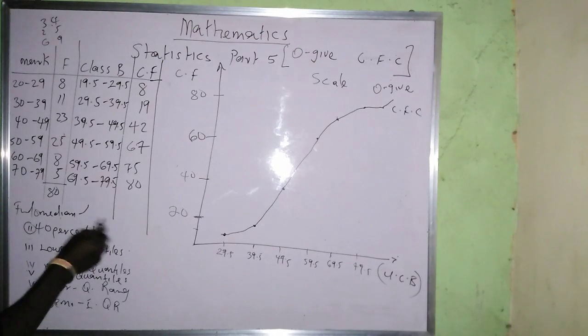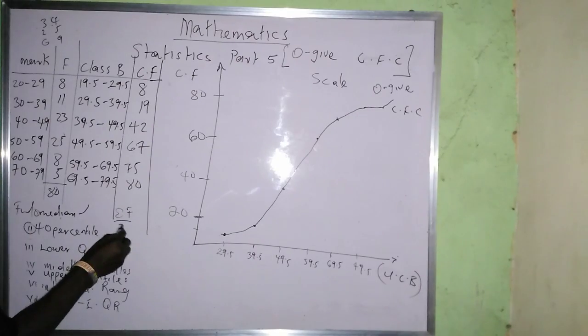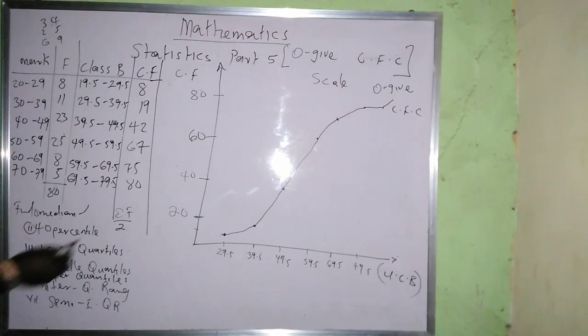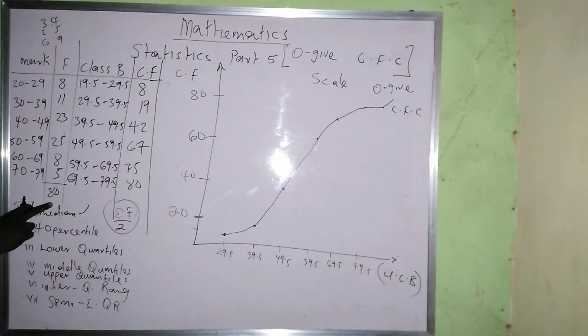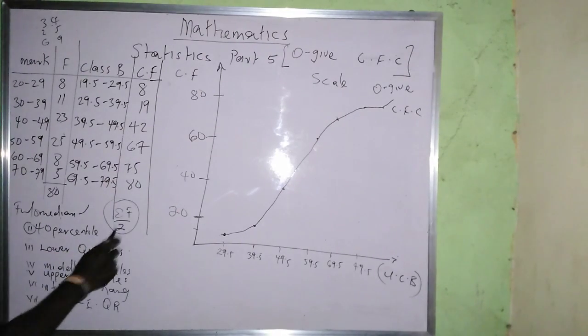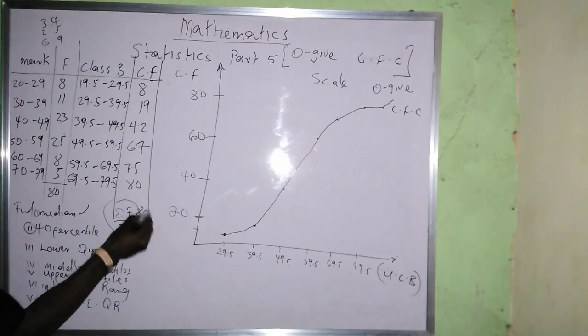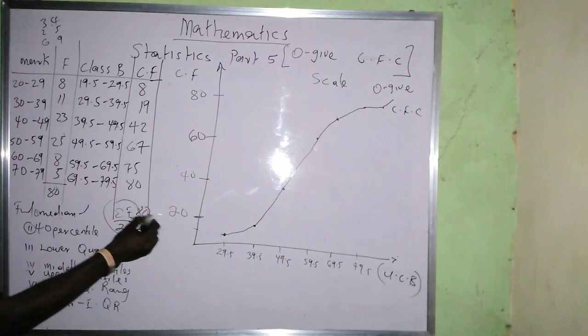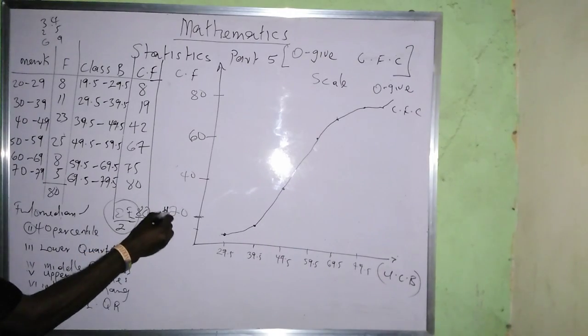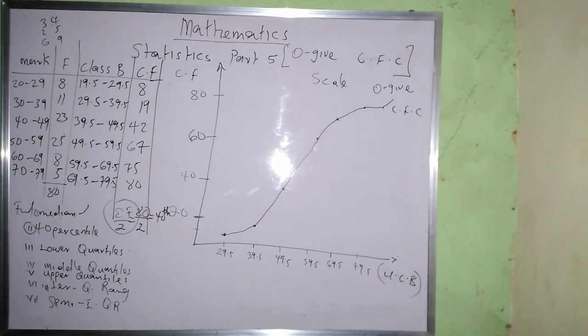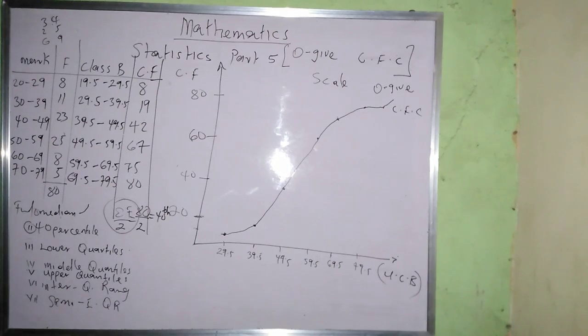The position is the summation of f divided by 2, if and only if it is an even number. If it's not even, it will be added by 1. So 80 divided by 2 is 40. That is the position. It means it's located at 40.